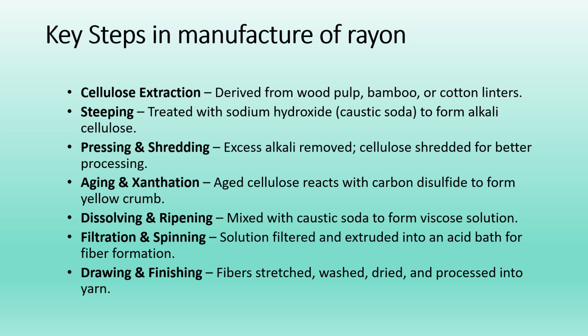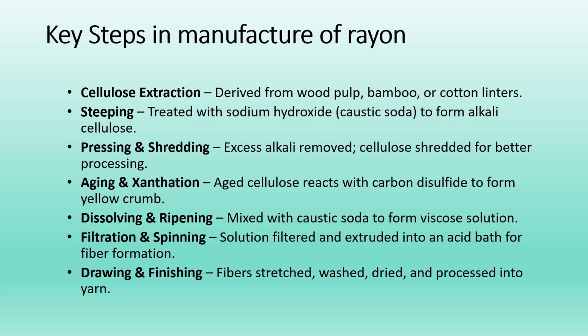Dissolving and ripening. The yellow crumb is dissolved in a dilute sodium hydroxide solution to form a thick, honey-like liquid called viscose. The viscose solution is allowed to ripen for several hours to improve its spinning quality.